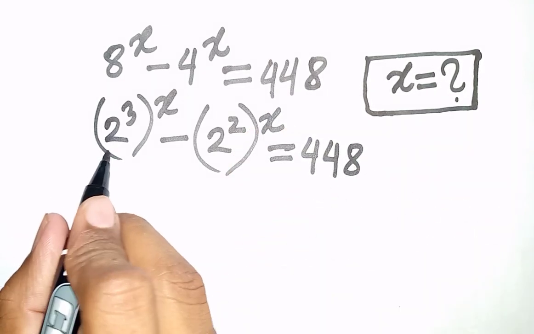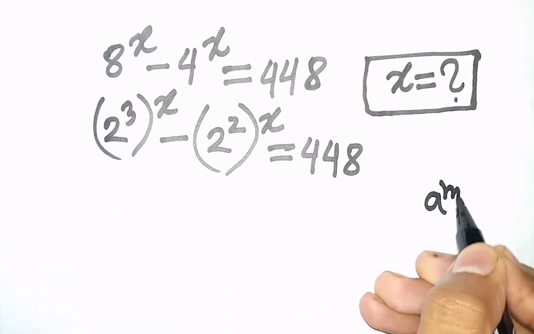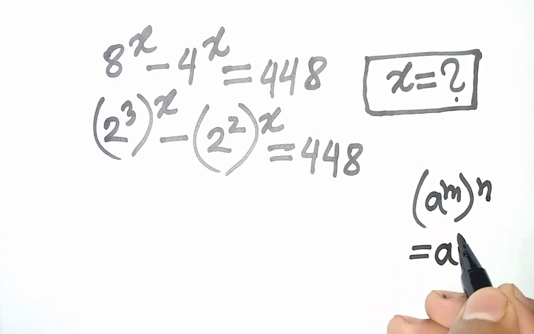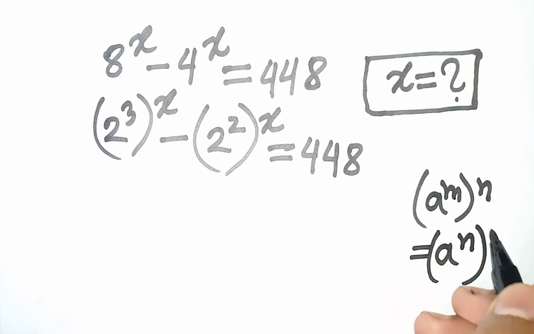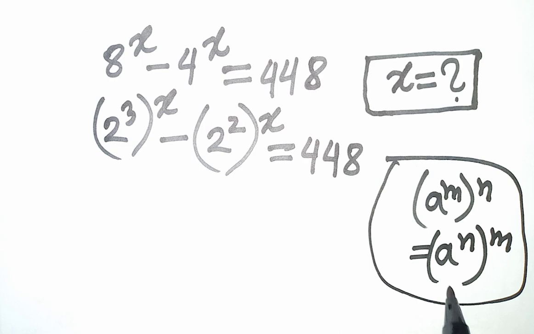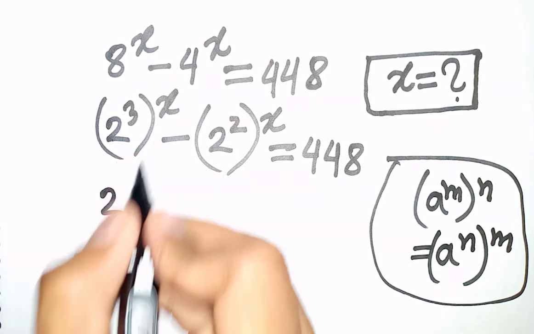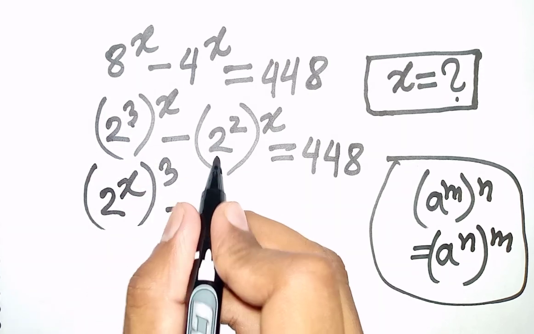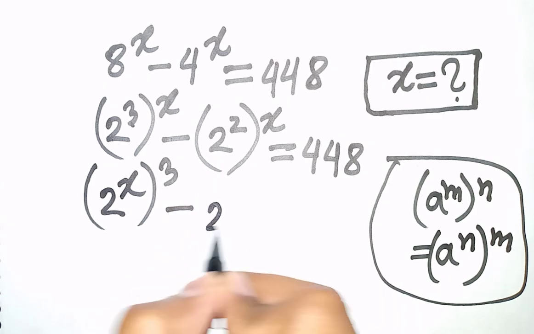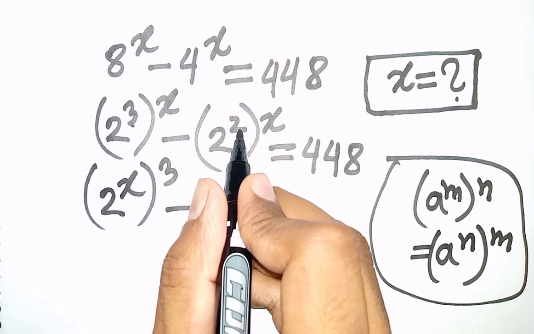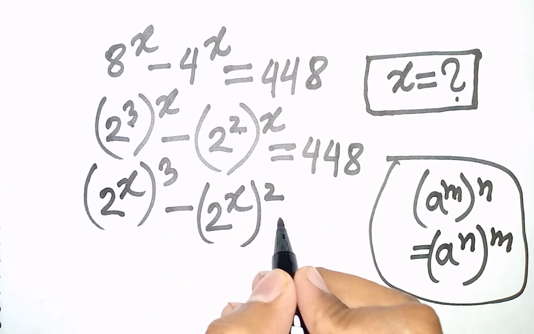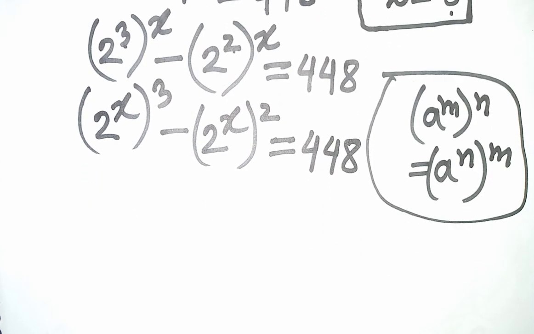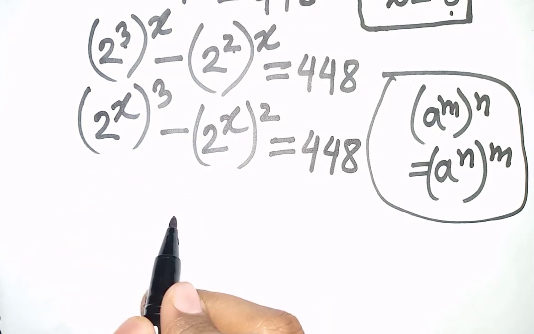448. Now here we can apply this formula, (a power m) power n is equal to (a power n) power m. So according to this formula, we can write here (2 power x) power 3, then minus (2 power x) power 2, then is equal to 448. Now we see 2 power x, both terms are the same.